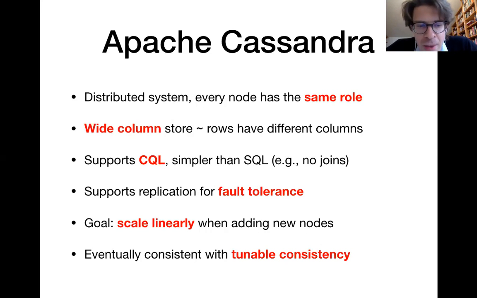It is optimized for scaling up linearly when adding new nodes. So basically, if you add more nodes, then you always increase the number of requests that you can answer. And that is a very desirable property to have for a system. And it offers you various ways in order to tune trade-offs between consistency and availability, as we will see in the following.